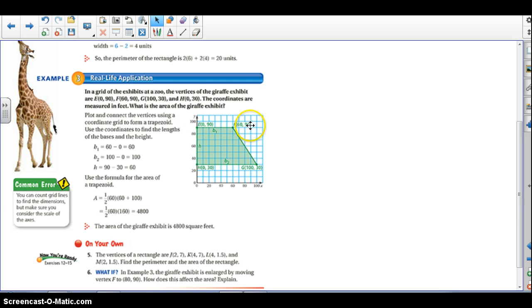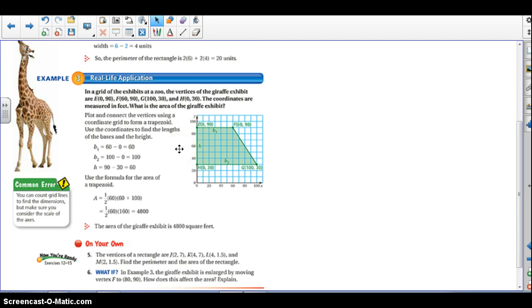Base 1. Using what you have here is going to be 60 minus 0, which equals 60. All right? Then base 2, your 30s are the same, so you're going to have 100 minus 0, which is 100. And the height, again, remember, straight perpendicular line, you have 90 minus 30, which is 60.